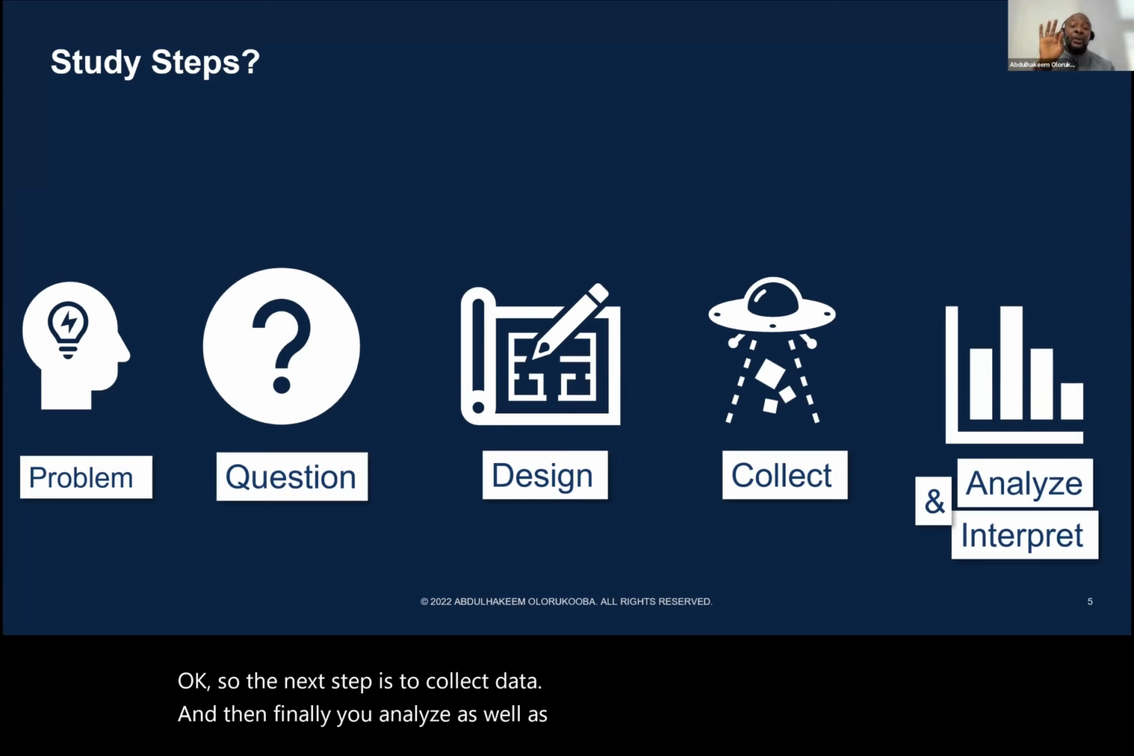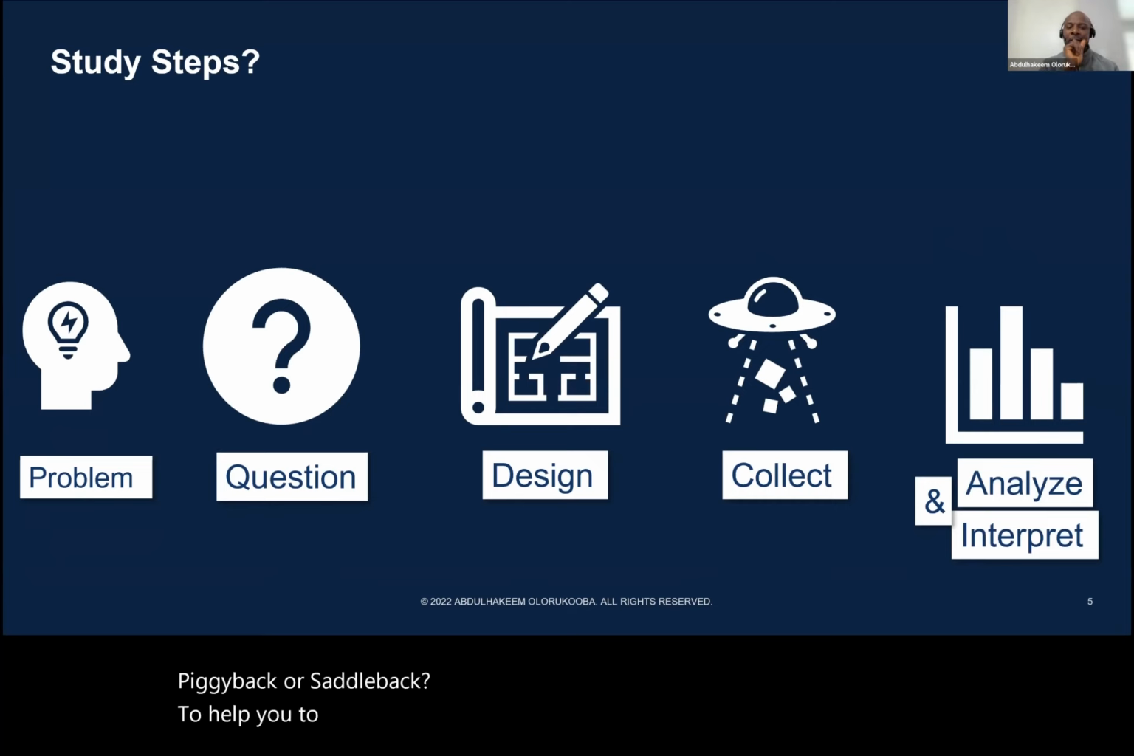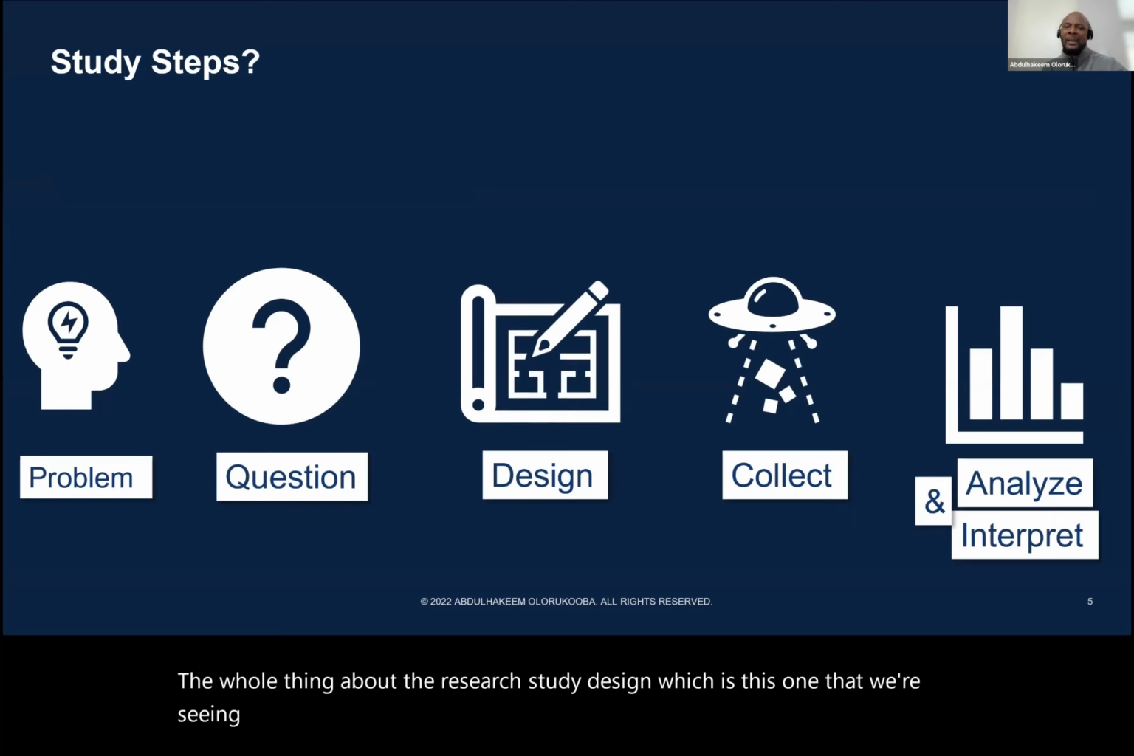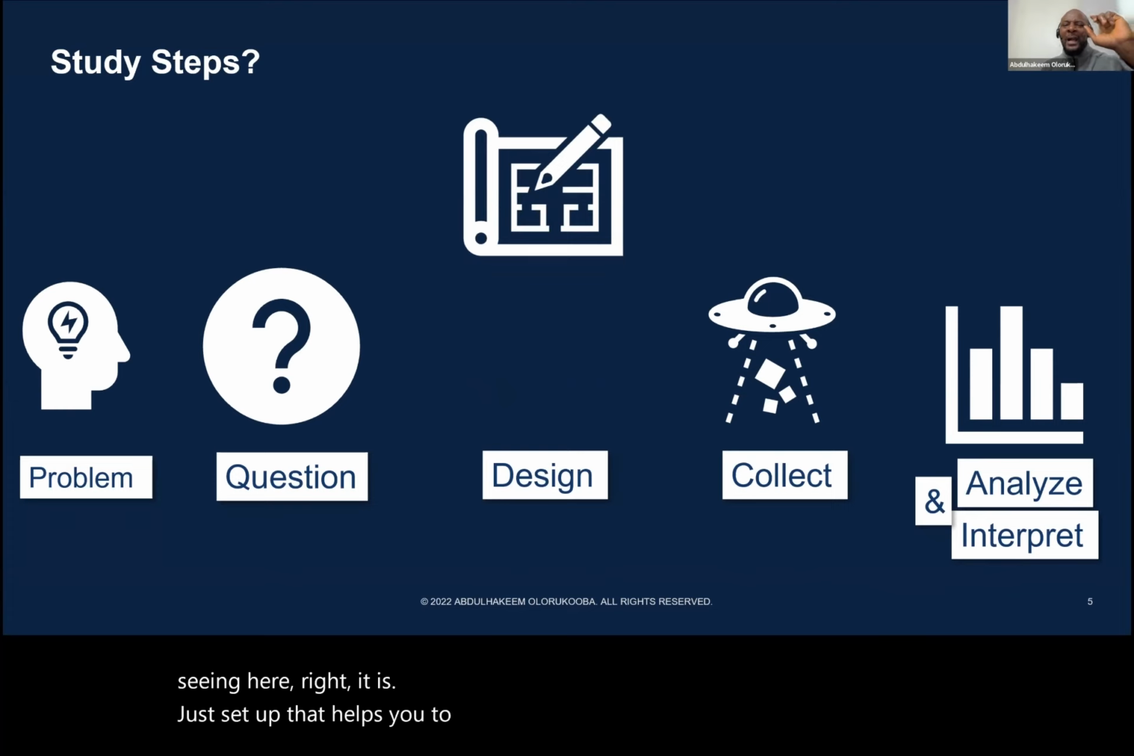The interpretation of the analysis that you've done would circle back to help you to answer your question, and then you're on your way to solving the problem. Okay, so the whole thing about the research study design, which is this one that we're seeing here, right? It is just a setup that helps you to decide on how you collect the data.